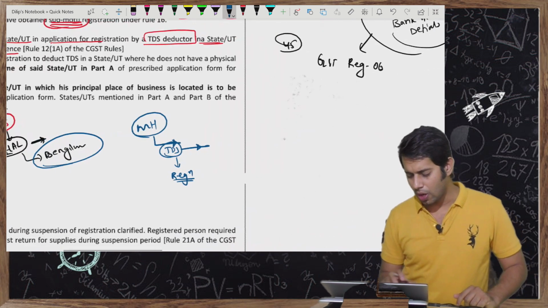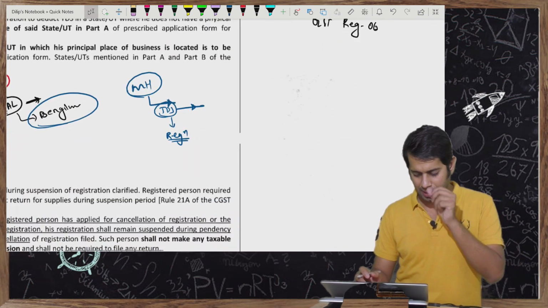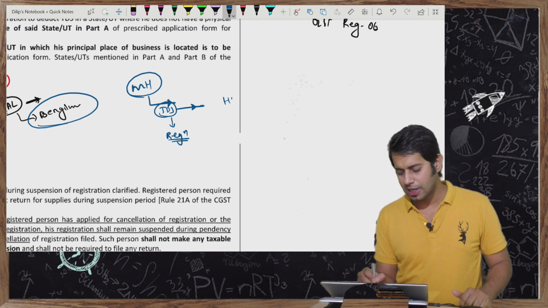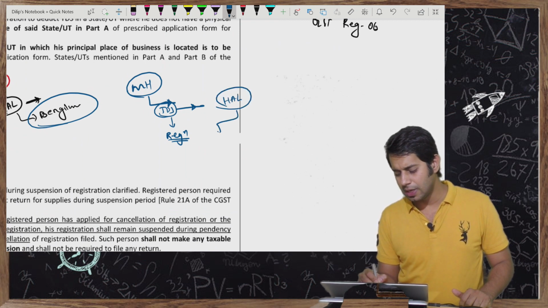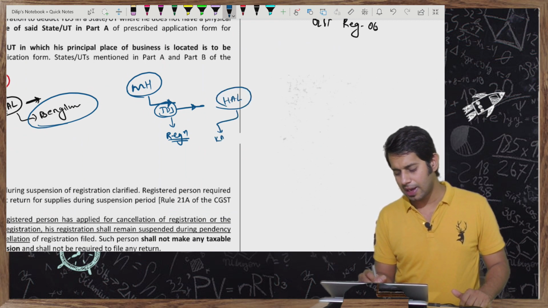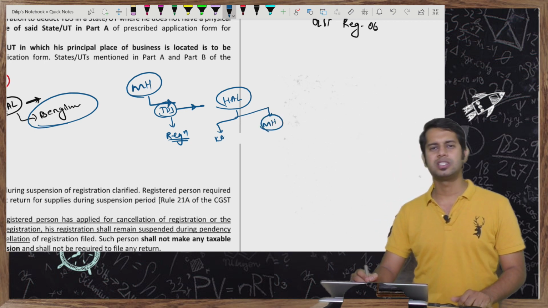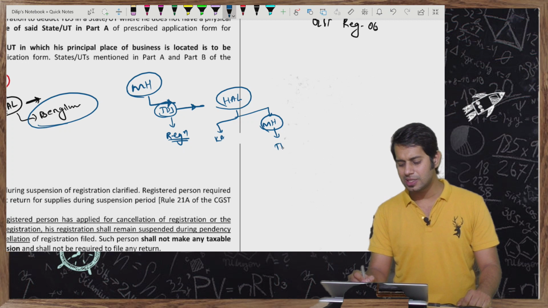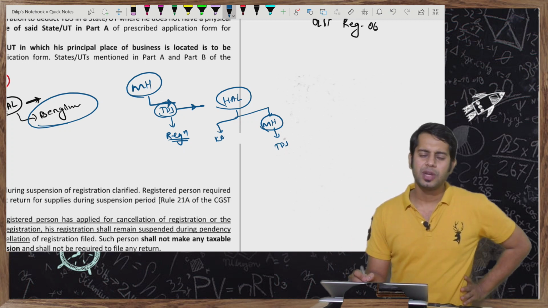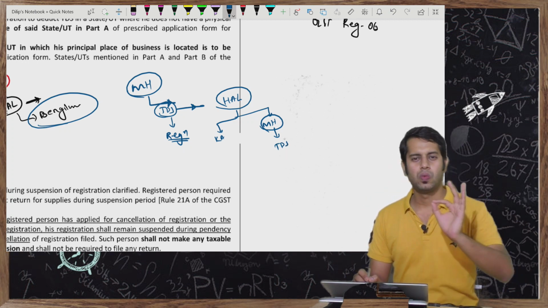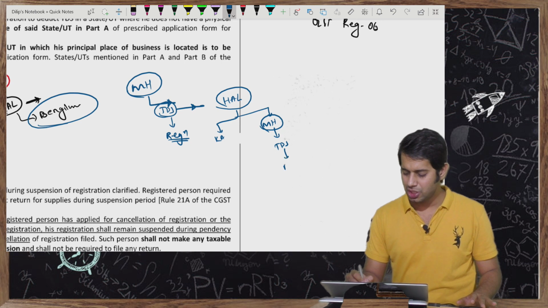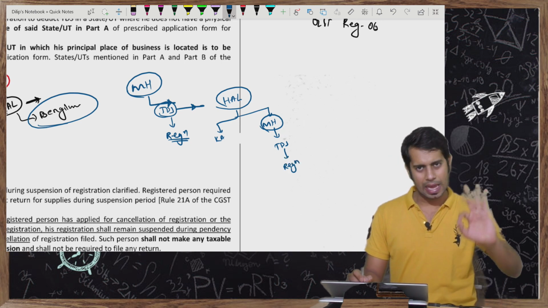registration? So what the law has told is, see Mr. Dilip, see Mr. HAL, where do you have your physical presence? Sir, I have physical presence in Karnataka. Where are you taking services or goods? I am taking goods or services in the state of Maharashtra. So where is the TDS required to be deducted? Sir, TDS is required to be deducted in the state of Maharashtra. So what you should do, Dilip, take a registration in the state of Maharashtra. Okay, I will take a registration.